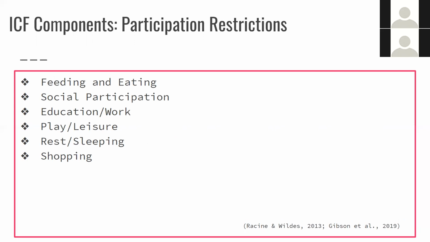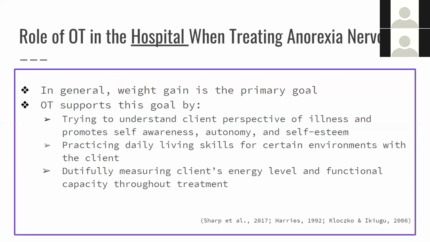How one participates within feeding and eating is naturally affected, as well as how they relate to other people, how they focus and how they engage in school and work, how they play with others and enjoy their free time, how they rest and sleep, and even how they shop when choosing their food later on.